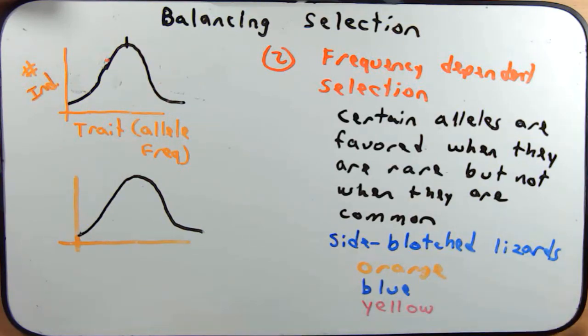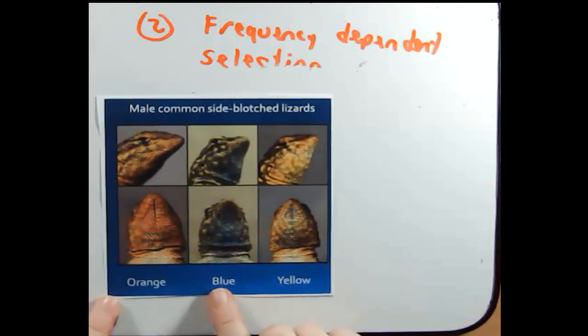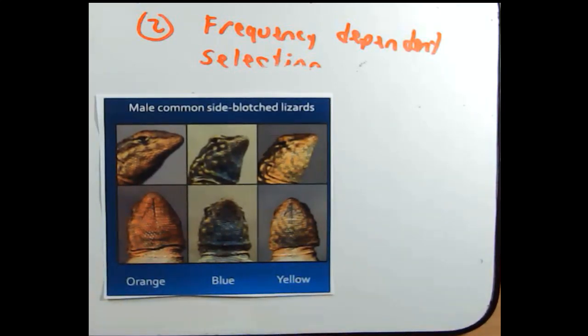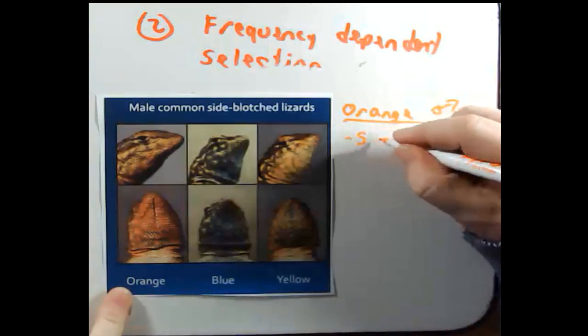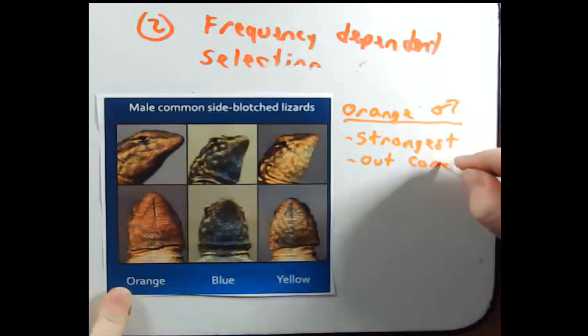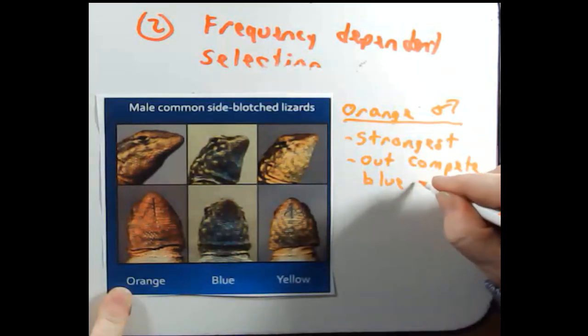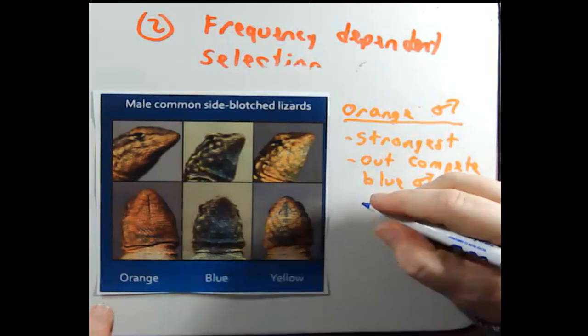Let me explain what happens here. Okay, so here is a picture of the orange, blue, and yellow side-blotched lizards, and these are males because we see this color pattern only in the males. And remember, I said that each one of these has a different strategy for reproductive success. The orange males, they're the strongest, and so they outcompete blue males. In our rock, paper, scissors analogy, orange beats blue.